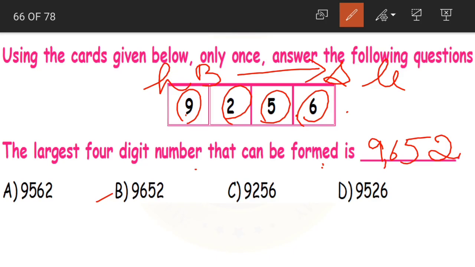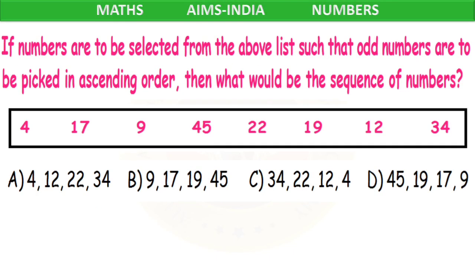9652. That is which option? Option B. Okay. Next. If numbers are to be selected from the above list, such that the odd numbers are to be picked in ascending order, then what would be the sequence of numbers?